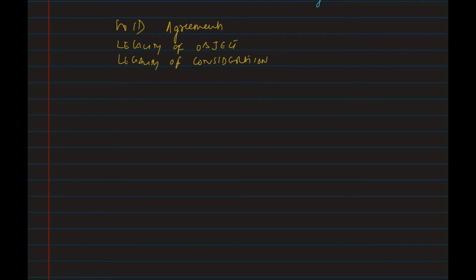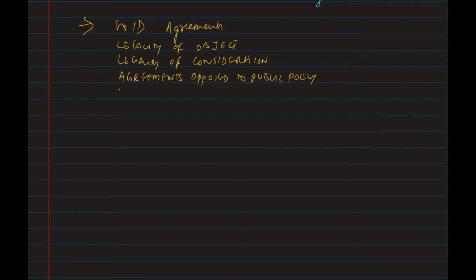Then agreements opposed to public policy, which are declared to be void. And we have void agreements. Under the Contract Act itself, there are a few agreements which are referred to as void agreements. So let me explain this topic to you. Legality of object, legality of consideration, agreements opposed to public policy, and we have something called void agreements. So that's the other topic we are going to cover.